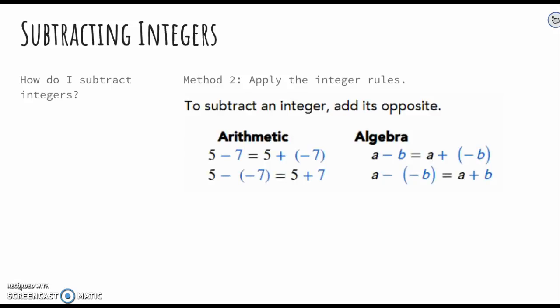By now we should understand method 2, which is applying the integer rules. To subtract an integer, you add the opposite sign. So 5 minus 7 is rewritten as 5 plus negative 7. 5 minus negative 7 is rewritten as 5 plus 7. To subtract integers, we add the opposite sign.